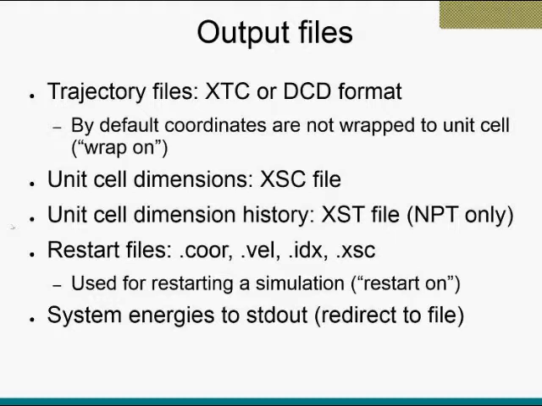The cell dimension is output in this XSC file, and if you are running with the barostat enabled, then the box size will vary continuously throughout the simulation, because that's how the barostat corrects the pressure. So another file, an XST file, is written, and that contains the time history of the unit cell dimensions. Whenever a frame is written to the trajectory file in that case as well, the box dimensions are included there, so you can reconstruct that history on a frame-by-frame basis using just the DCD or the XTC alone.